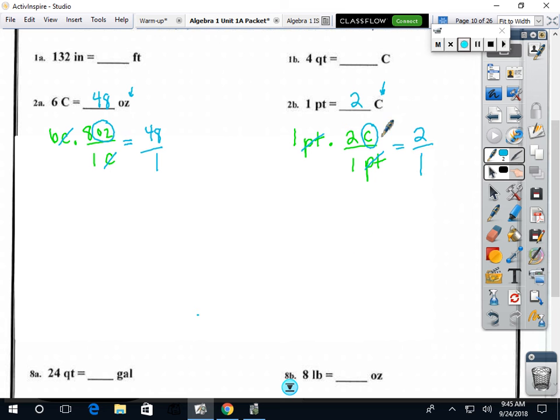And really, the conversion chain wasn't even necessary on that one because right here on your paper it says 1 pint equals 2 cups. Okay, so if you see one like that, you don't even have to do the work. You just write 2. Okay, 3A and 3B.